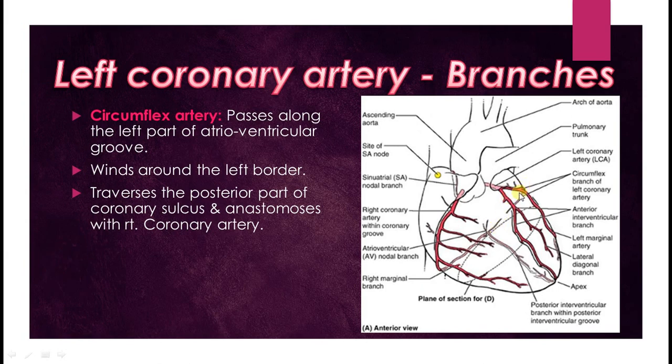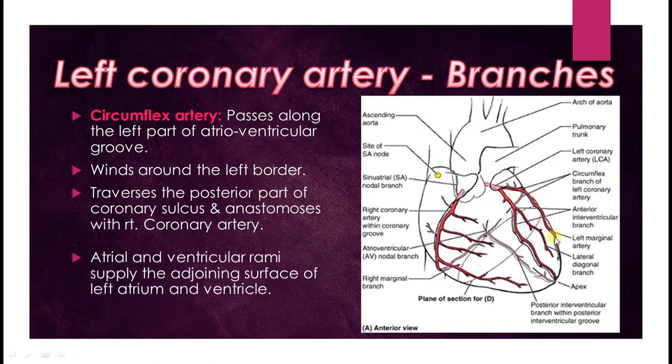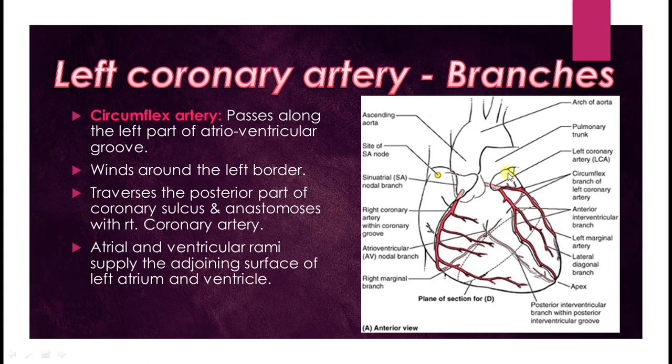The left coronary artery, again one of the branches, is very long and it is actually called the left marginal artery. The branches arising as ventricular and atrial rami supply the adjoining surfaces of the left atrium and the left ventricle. One of the ventricular rami is very long and it is actually called the left marginal artery. So in coronary artery bypass graft, the venous graft is actually anastomosed to the left marginal artery.